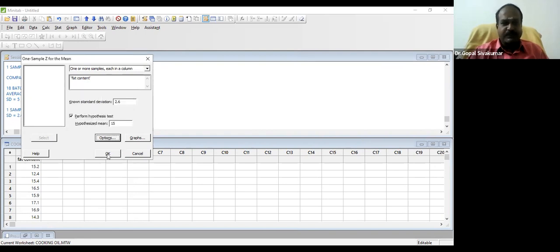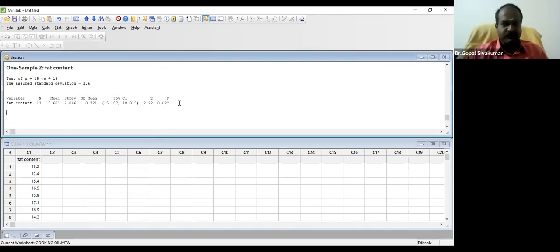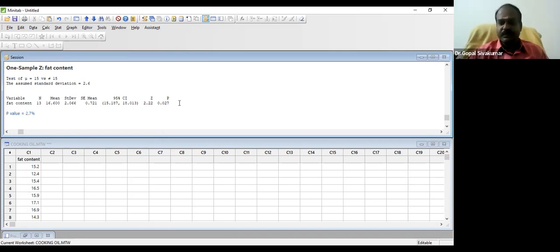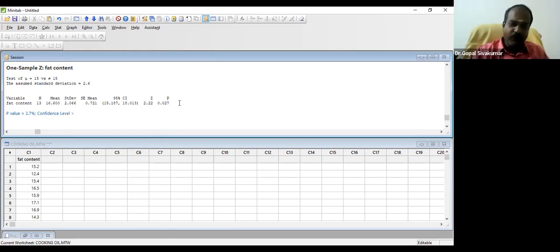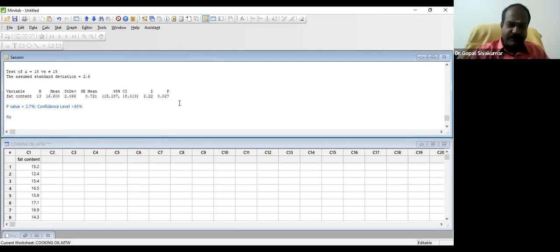Okay. Now what is the p-value? 0.027. That is 2.7%. Are you able to achieve the confidence level of 95%? Yes, you achieved the confidence level. We always look for the confidence level to reject the null. Please understand. Since p-value is less than 5%, reject the null.